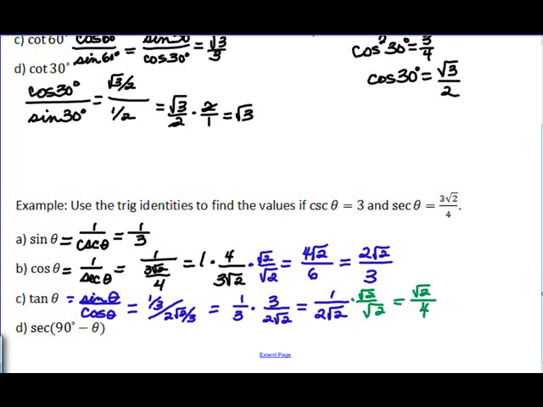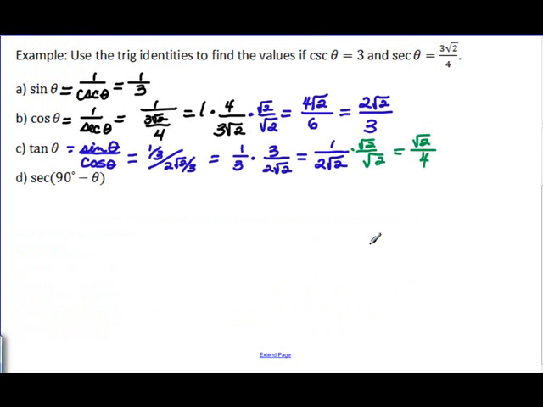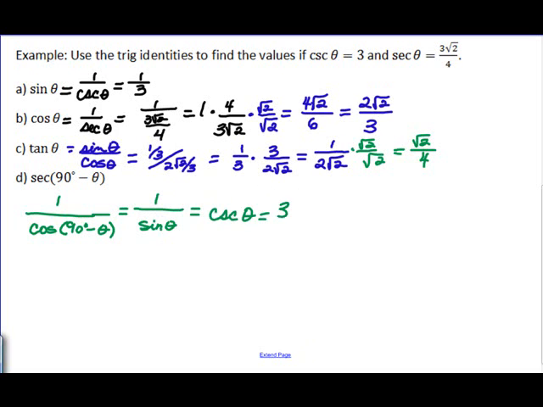Now, what about the secant of 90 degrees minus theta? Well, secant we can think about as 1 over cosine. There's several ways to do these problems. So we could say that's really 1 over cosine of 90 degrees minus theta, right? But we just talked about the cofunction angle, so this is really 1 over sine of theta. But what is 1 over sine of theta? It is cosecant of theta. So cosecant of theta is 3.